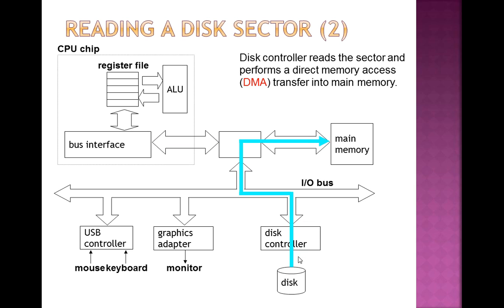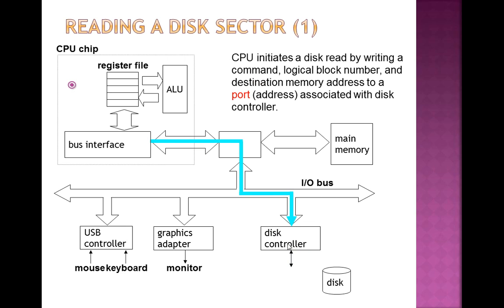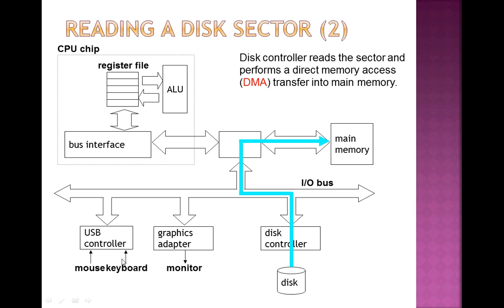This is the next part that directly communicates with the main memory also. The disk also communicates directly with the main memory. That is known as the DMA, that is direct memory access. So the disk controller reads the sector and performs a direct memory access transfer into the main memory.